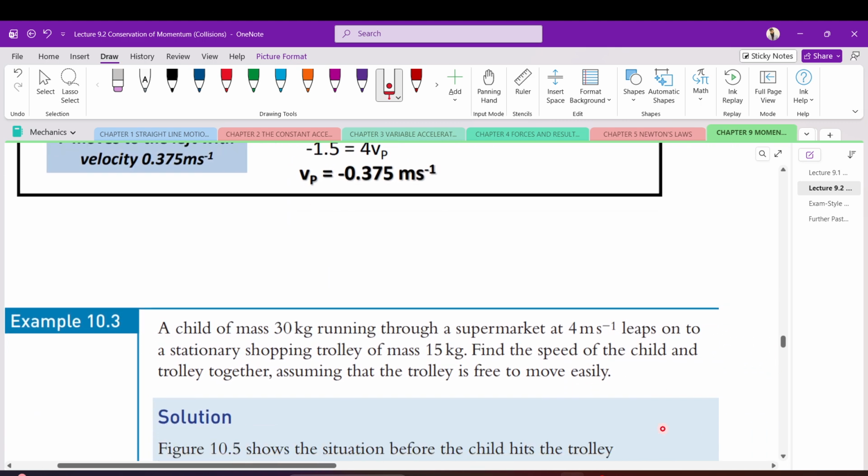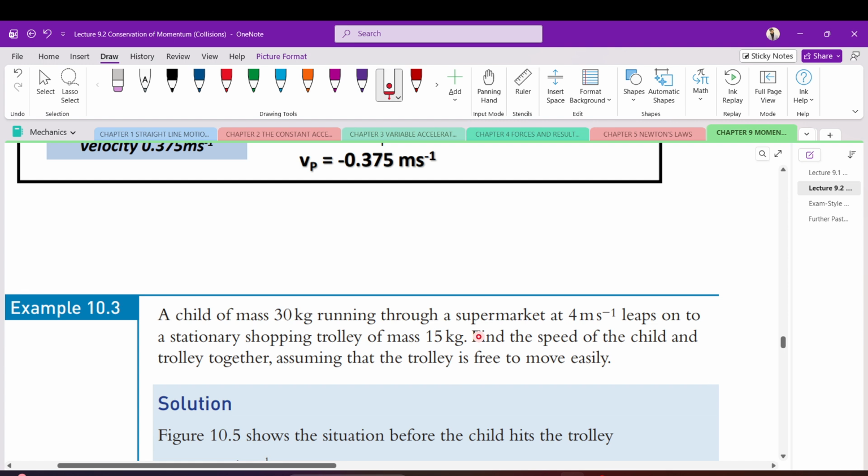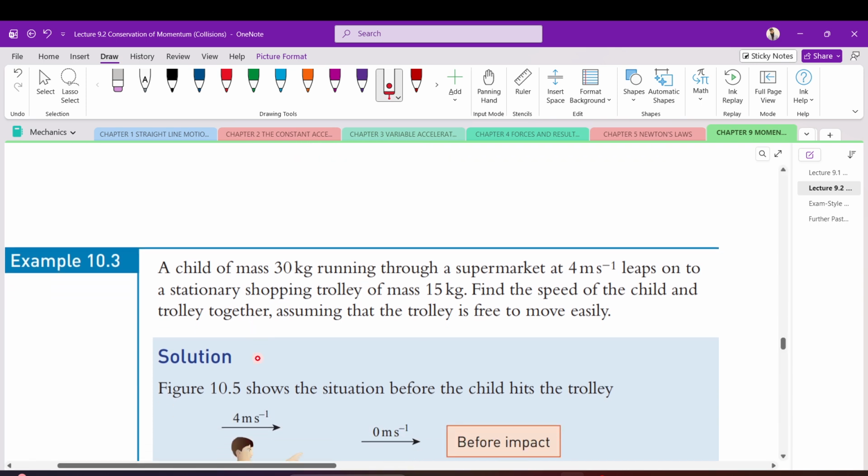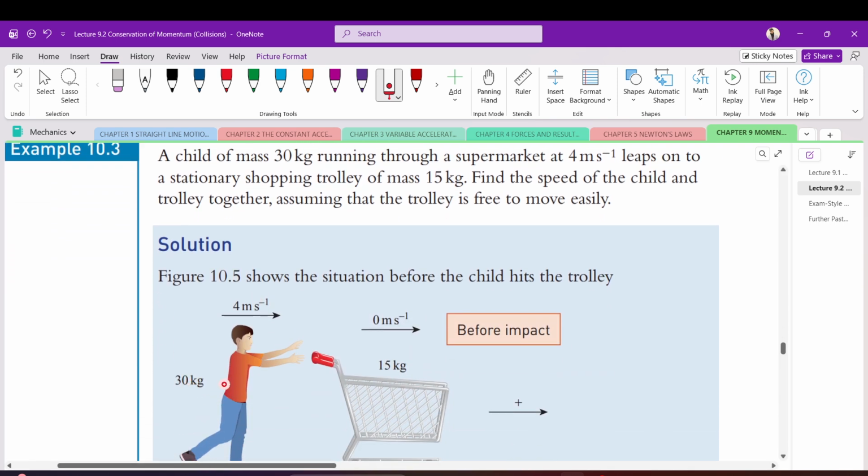A child of mass 30 kg running through a supermarket at 4 meters per second leaps onto a stationary shopping trolley of mass 15 kg. So a boy starts running towards the trolley and grabs it. The trolley is stationary, so its initial velocity is 0. The boy is running at 4 meters per second and his mass is 30 kg. Find the speed of the child and the trolley together, assuming that the trolley is free to move easily. So basically, there are no frictional forces.